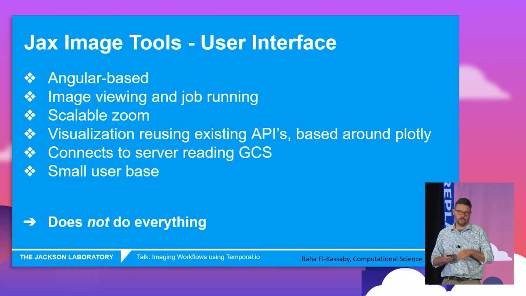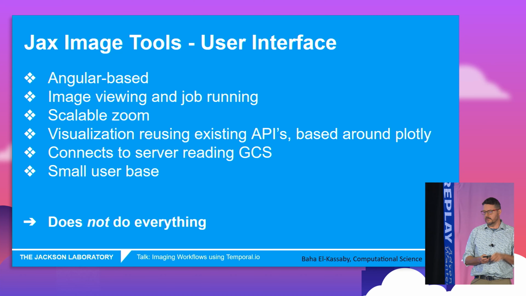First of all, just a quick look at the user interface. It's Angular based. You can view images and you can run image analysis jobs with it. It's got a scalable zoom, a bit like Google Maps or something like that. So it loads different resolutions from the underlying images, because the images are so huge that as you zoom in, you want to go back and get the next lot of pixels and show that to the user. It's based around existing open source APIs. One of them is Plotly. There are other front-end JavaScript libraries that we put into that.